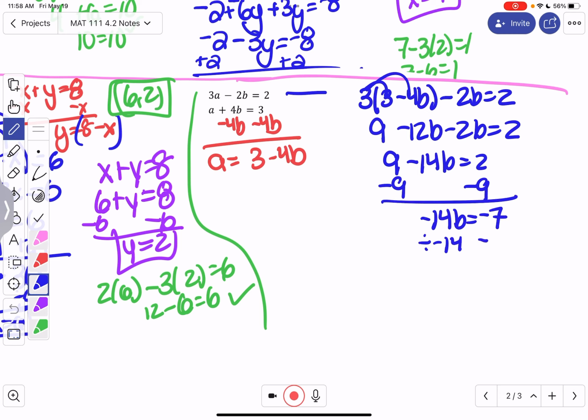Divide by negative 14. And I get b equals 1/2. Doesn't matter if it's a fraction. Fractions are okay.